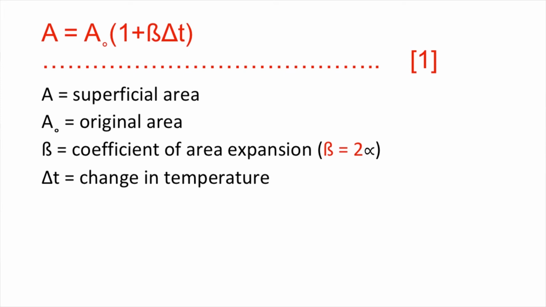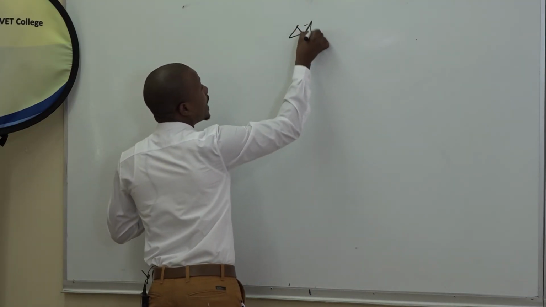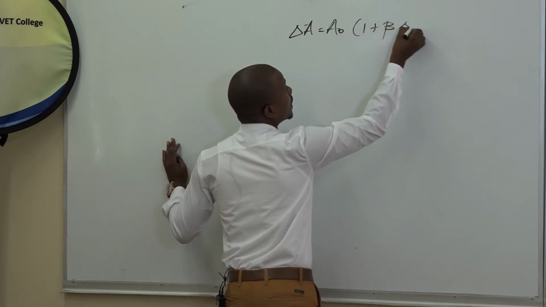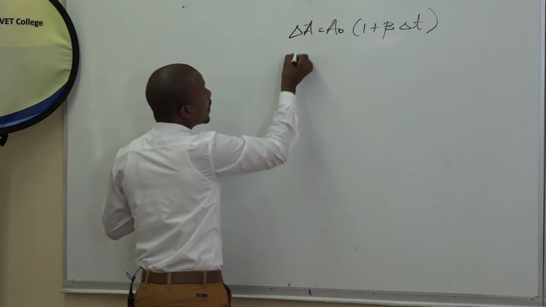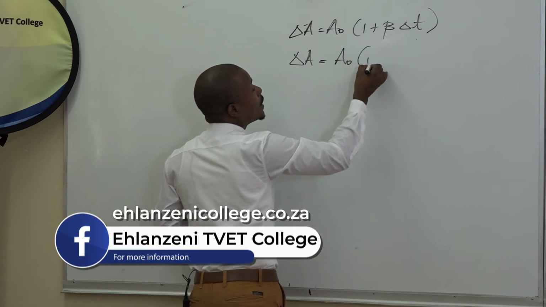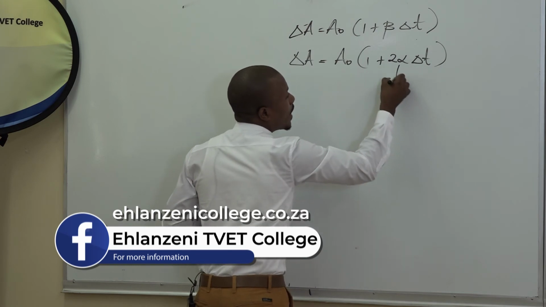They would only give you the coefficient of linear expansion. So to find the coefficient of area expansion, you need to multiply the coefficient of linear expansion by 2. Then that is the area expansion, and then the change in temperature. Let me rewrite the equation: A = A0(1 + βΔT), or the superficial area is equal to the original area into 1 plus 2α ΔT.